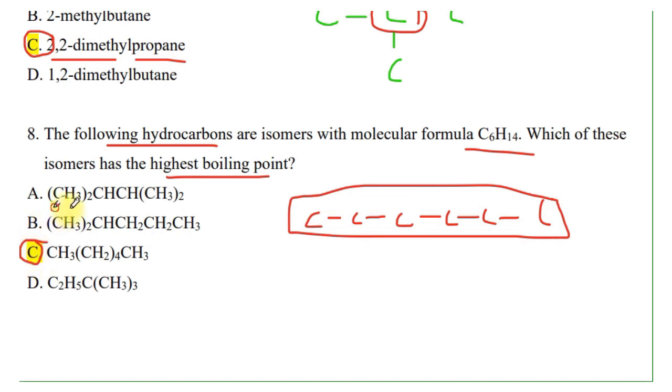If you check here, there is branch, branch, branch. Even though they have the same number of carbons, 6 carbons, if you branch, the higher the number of branches, the more compact the molecule, and so the smaller the surface area. So that is the lowest boiling point. Since the question asks about the highest, we just focus on the straight chain one. We can condense it as CH3, 4 CH2, CH3.